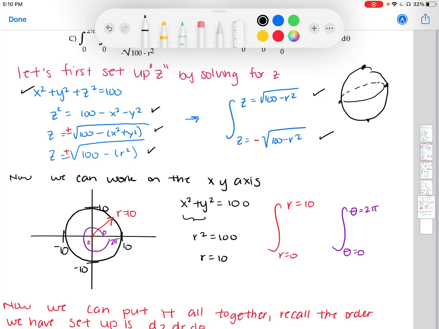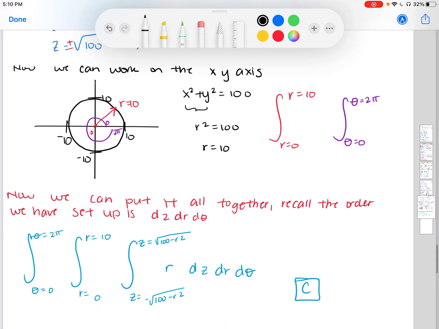All right. So now that we got rid of z, we can work on the xy axis. And I should have labeled my axis. Because of that, we can disregard z. I should have said let z equal 0 since that's something that's been sorted out already. So we got rid of that plane. If you look at x squared plus y squared, we have a circle with radius 10. X squared plus y squared gives us r squared, so we have r equals 10.